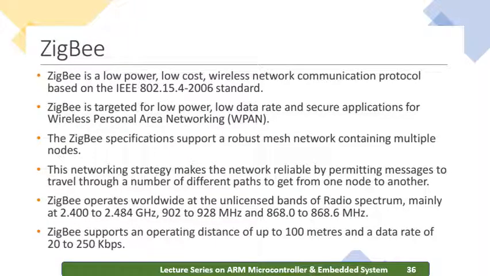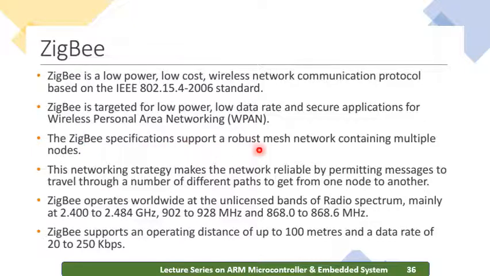Then coming to the next one, which is ZigBee. ZigBee is a low power, low cost wireless communication network protocol, and this is based on an IEEE standard, that is 802.15.4 2006. ZigBee is targeted for low power, low data rate and secure applications for the wireless personal area networking, that is WPAN.